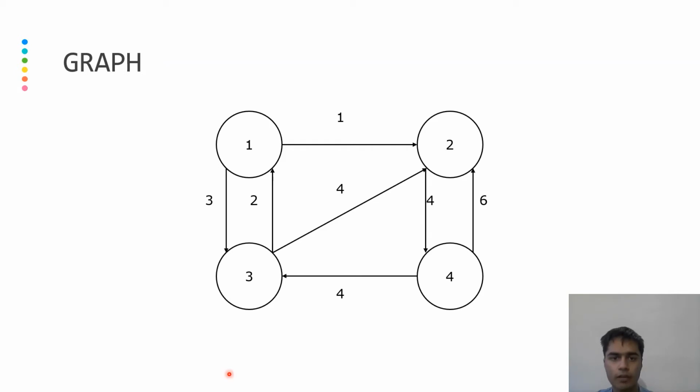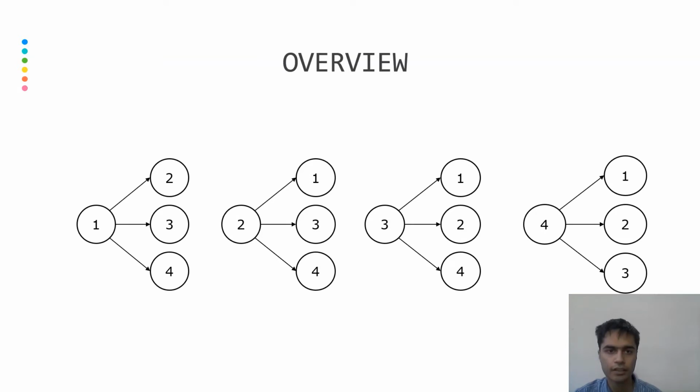This particular graph has four vertices: vertex 1, vertex 2, vertex 3 and vertex 4. As we can see, vertex 1 and vertex 2 are connected by an edge which has a weight of 1, and between vertex 4 and vertex 3 there is an edge which has a weight of 4, and so on. Here in this example we have to find the shortest distance between vertex 1 and vertex 2, vertex 1 and vertex 3, vertex 1 and vertex 4. Similarly, we will find the shortest distance between vertex 2 and vertex 1, vertex 2 and vertex 3, vertex 2 and vertex 4, and so on.